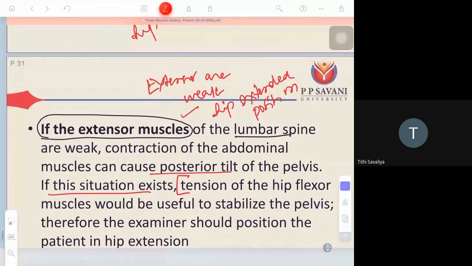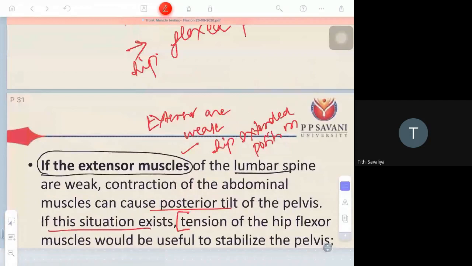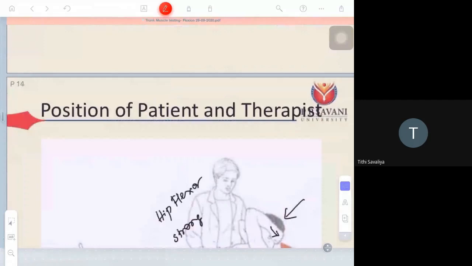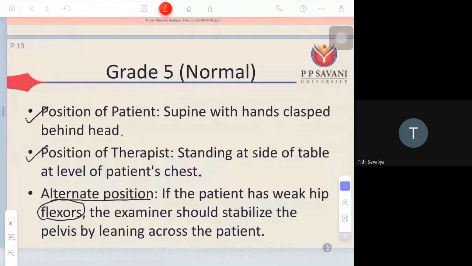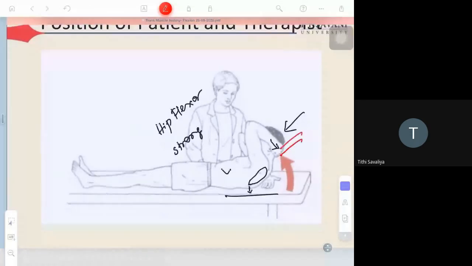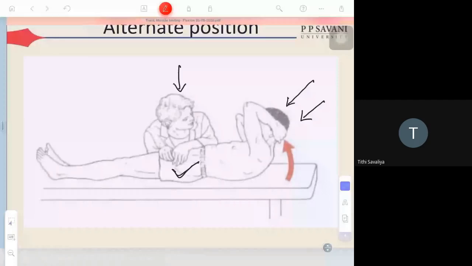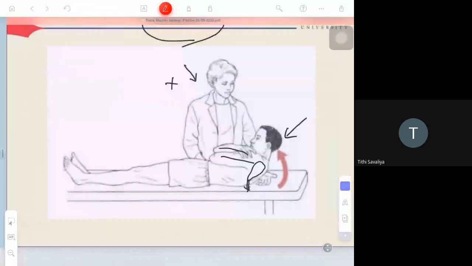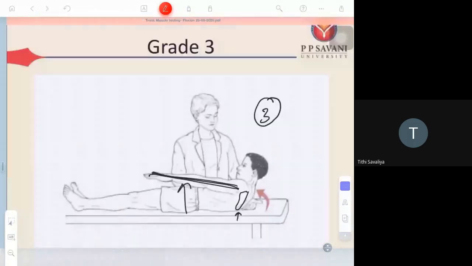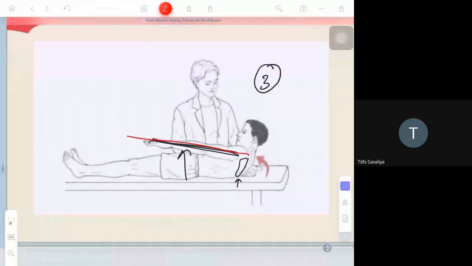So this is the additional point. You just see what the grade is. You just know how to check the muscle grade. What is the grade 5 position? Starting position: hands behind the head. This is the alternate position. And this is for grade 4: crossed arms. And what is grade 3? Arms by the side. In all 3 cases, the scapula inferior border should be off the table, or off the couch, during the testing position.